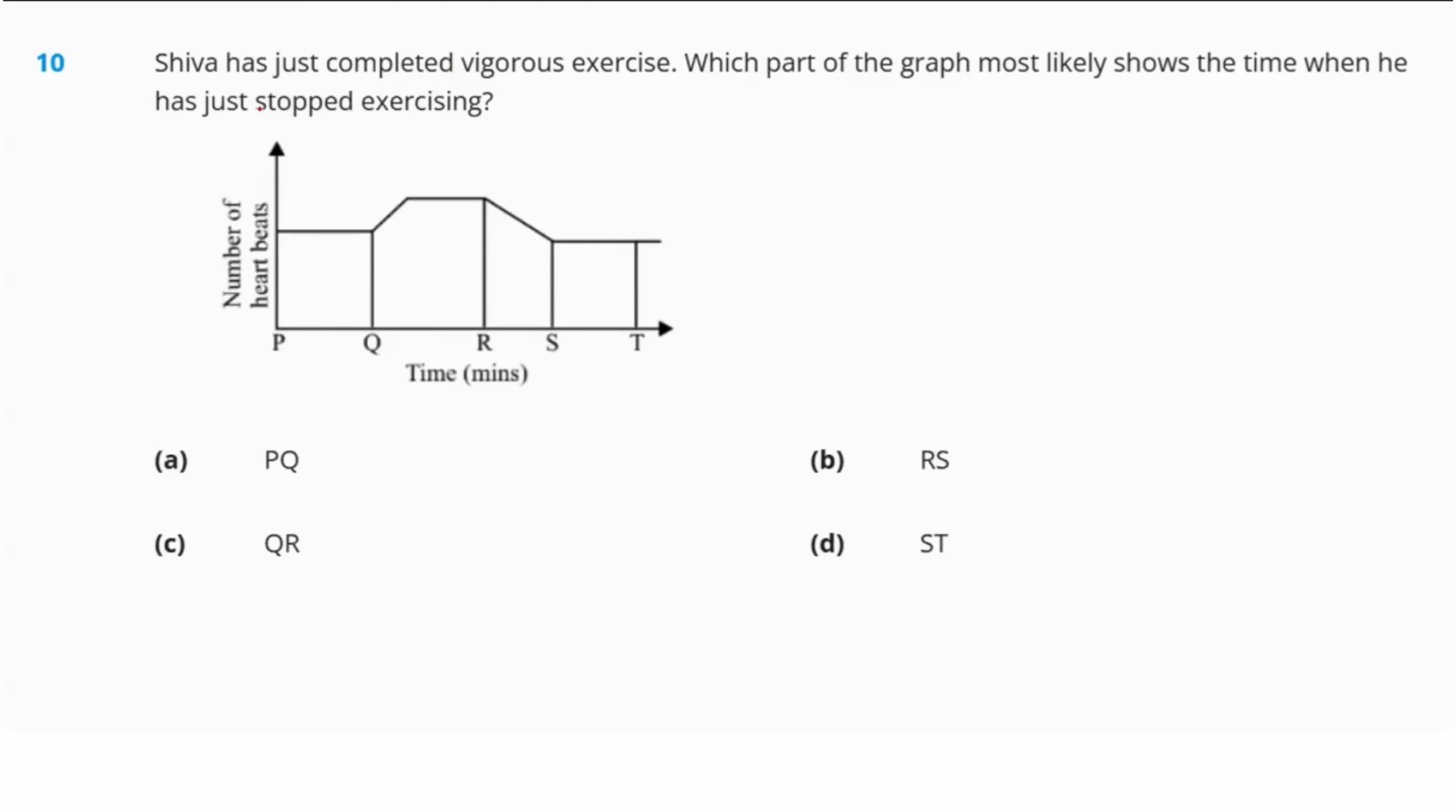Next is question number 10. Shiva just completed vigorous exercise. Which part of the graph most likely shows the time when he just stopped exercising? At P he started, at Q the heartbeat started rising, then it was constant until R and then started dropping down. It cannot all of a sudden stop; it will take some time to come down. So R is the point where he stopped, and slowly the heartbeat came down. Our answer for this one should be option B.